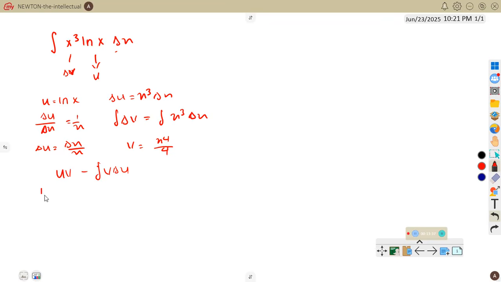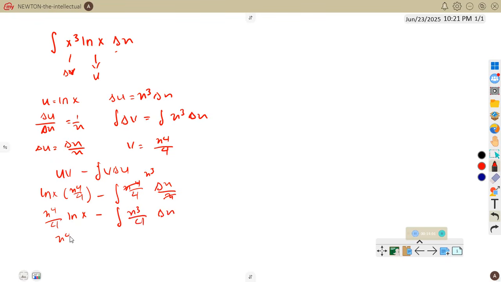So our u is what? Natural log of x. Then our v is what? x to the power of 4 over 4. Then minus the integral of v, which is x to the power of 4 over 4. Then our du is what? dx over x. The x will cancel, so we have x cubed left. So here we have x to the power of 4 over 4 natural log of x minus the integral of x cubed over 4 dx.